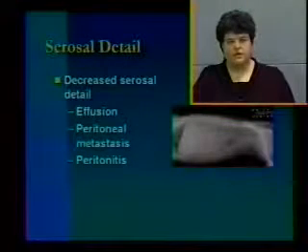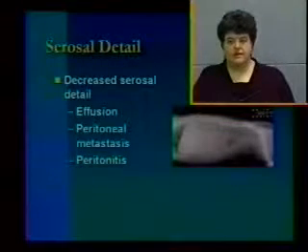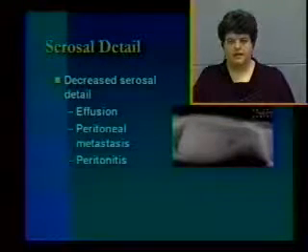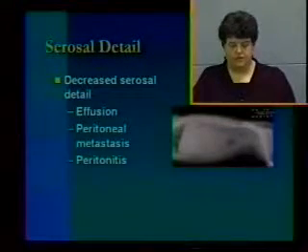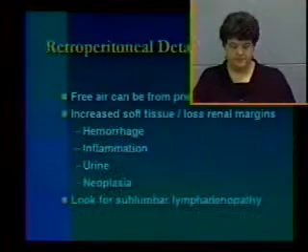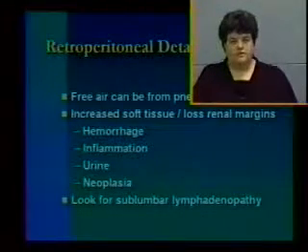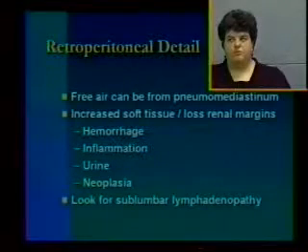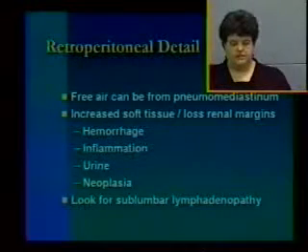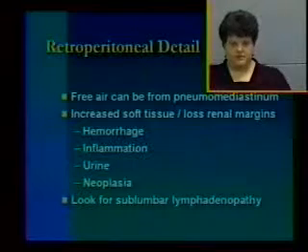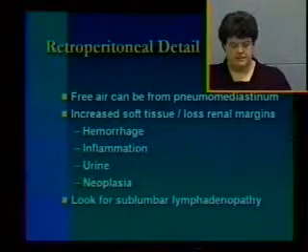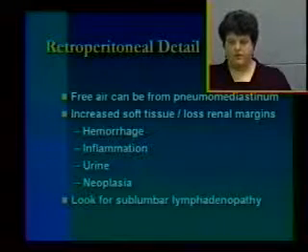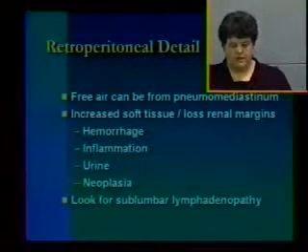And then, as I alluded to a little bit ago, peritonitis, or inflammation of the peritoneum, is a very common cause of decreased serosal detail. Once you're getting good about remembering to evaluate your peritoneal serosal detail, you need to evaluate your retroperitoneal detail. And that is the area where the kidneys, adrenals, ovaries, aorta, and caudal vena cava live.